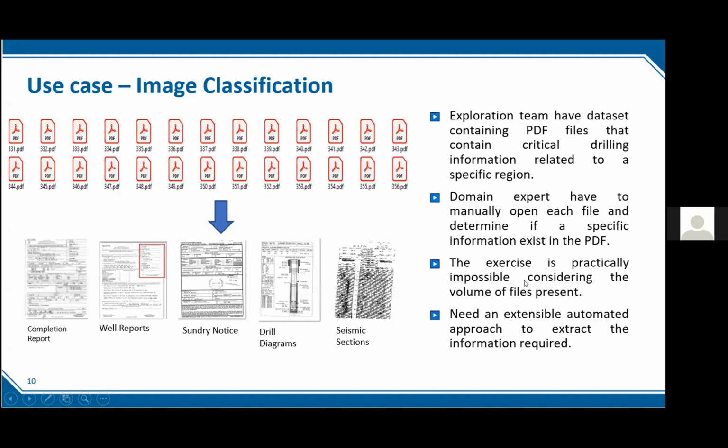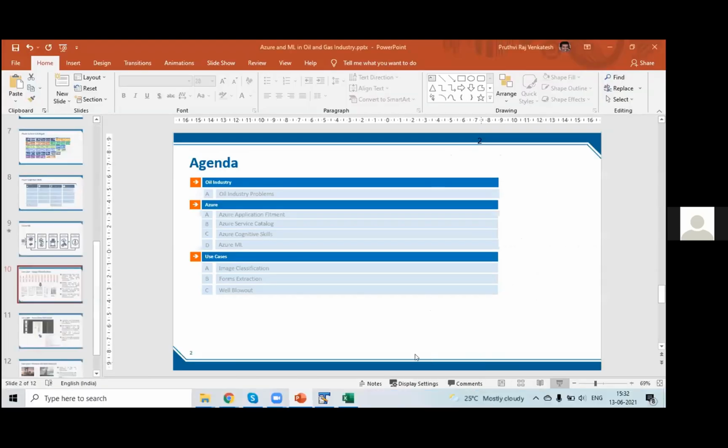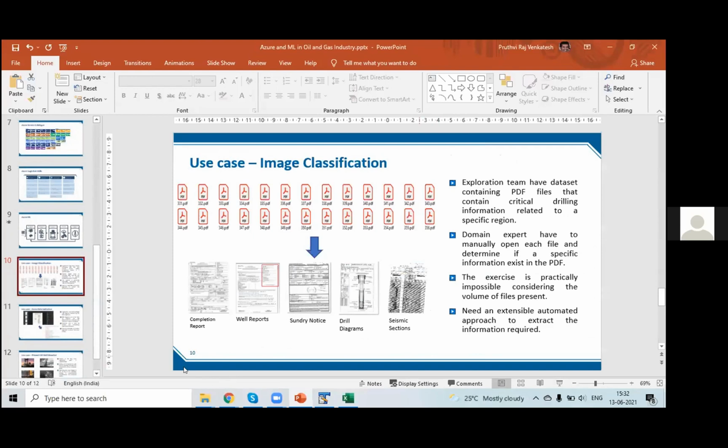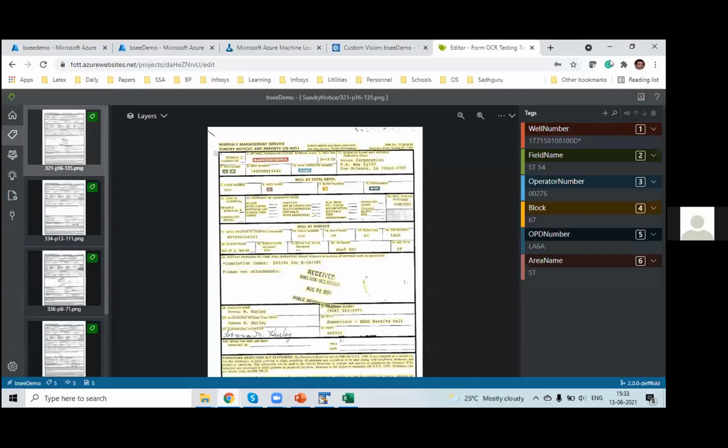So this is the use case. There's a set of files, there are images present within them, and what you would have to do is classify these images and extract data out of them. So that's what the use case is all about. I'll quickly show you how a machine learning model can be used.